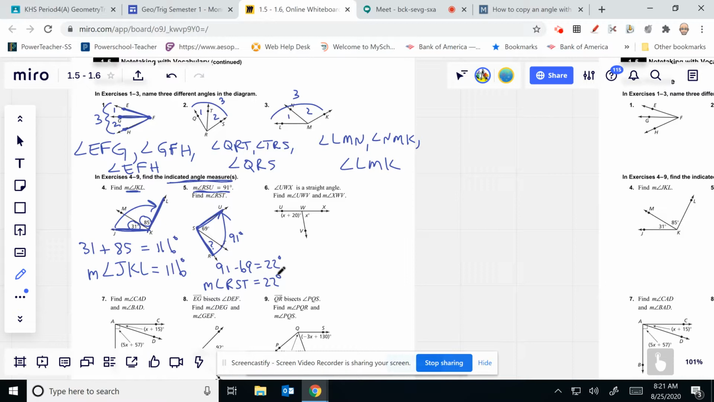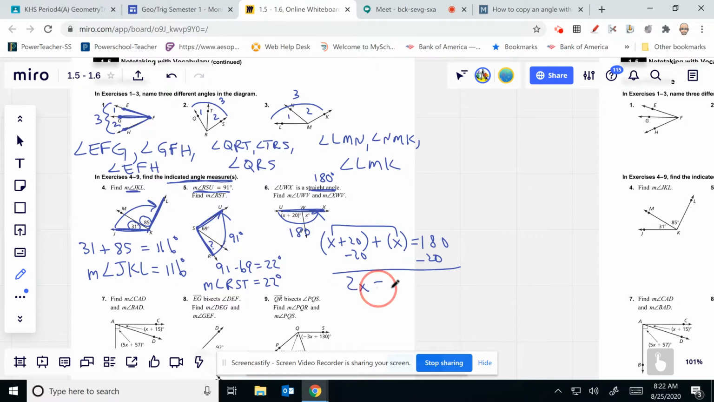Looking for clues, always looking for a clue. In number 6, the clue is straight angle. Right above that, I would put 180 because that's what a straight angle adds up to. So if I know that this angle is straight, that means that those two together add up to 180. So that means x plus 20, that angle plus the other angle of x equals 180. Those two angles together add up to 180. So you would combine your x terms and subtract your 20 on both sides. So you would get 2x equals 160. When you divide by 2, you get x is 80.